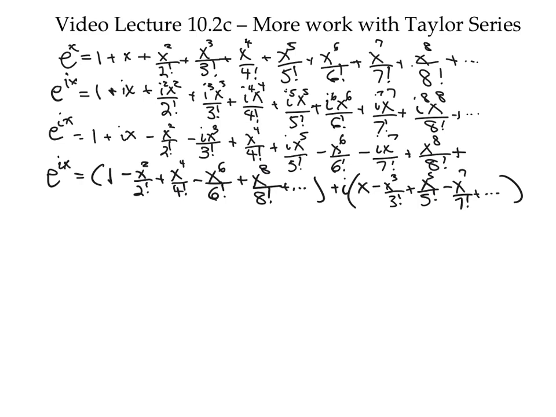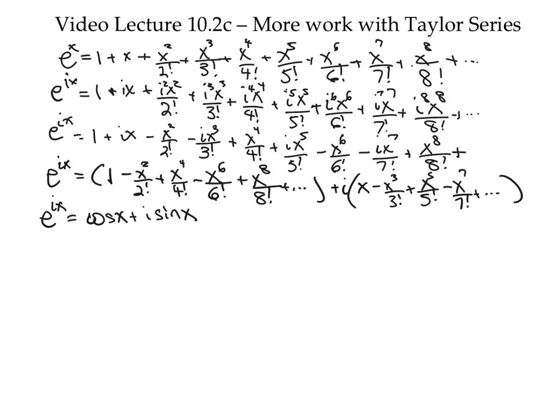Now if you look at these little collections of terms inside the parentheses, you should notice what they are. The one on the left is the Taylor series centered at 0 for cosine of x, and the one on the right after the i is the Maclaurin series for sine of x, or the Taylor series for sine of x centered at 0. So let's rewrite with this in mind. So weirdly enough, e to the ix is cosine x plus i sine of x.